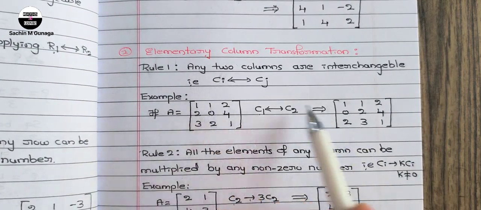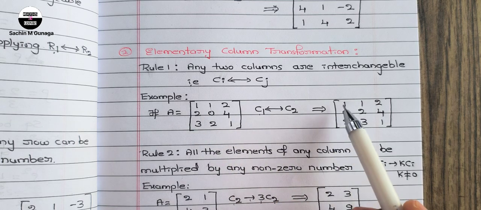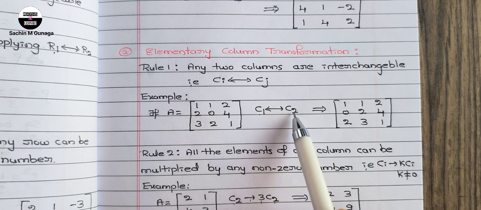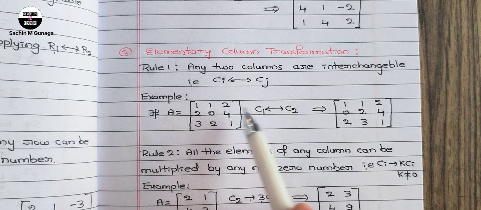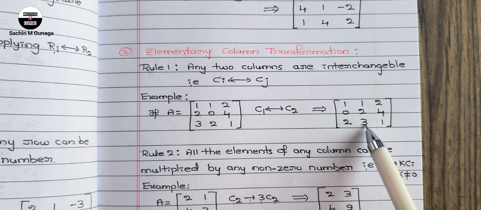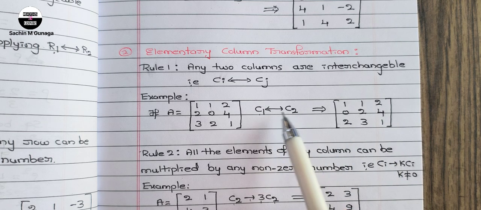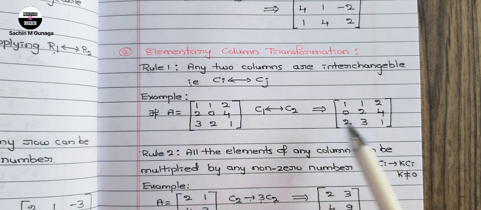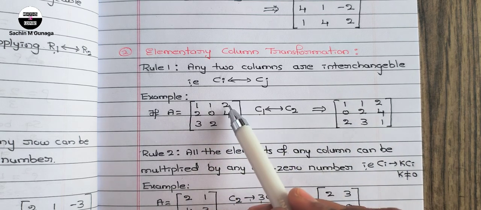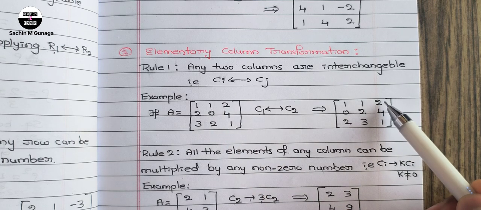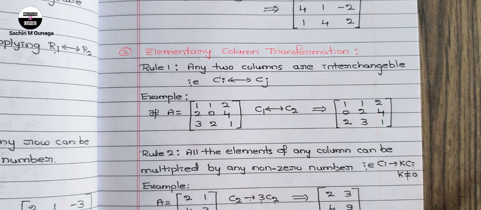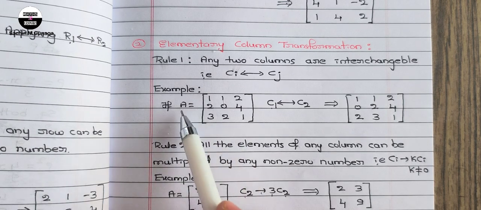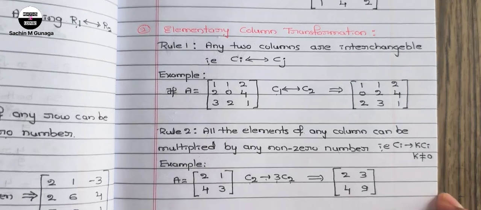Therefore you can see first column becomes 1 0 2 because in place of C1 we are writing C2, 1 0 2. Next second column becomes 1 2 3 because in place of C2 we are writing C1 elements 1 2 3, and C3 we are not changing, therefore keep this C3 as it is, that is 2 4 1. So this is rule number 1. Any two columns in the given matrix we can interchange.